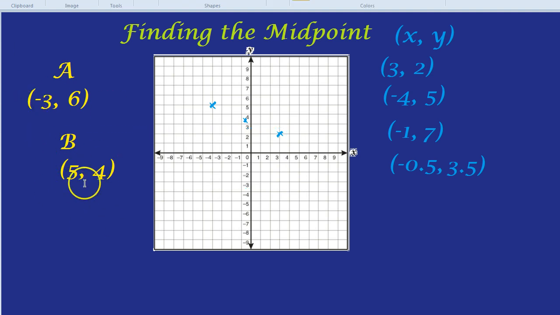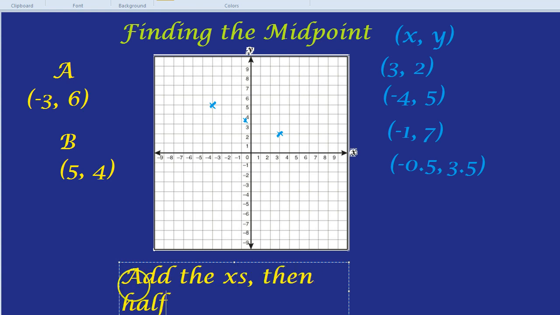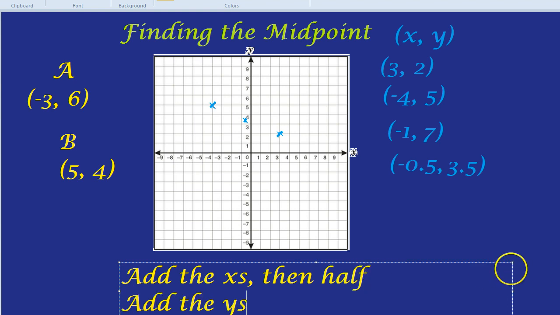What many students do is they try to guess the number in between. And for 6 and 4, you can kind of see quite easily that the midpoint is going to be 5 for the y coordinate. But for the x coordinate, and in general, it tends to be quite easy to make mistakes if you're just trying to guess what's in between the two numbers. Far better, I think, to do this method. You add the x's, then half. And then you do the same thing to the y's. Add the y's, then half it. And that'll give you the midpoint.